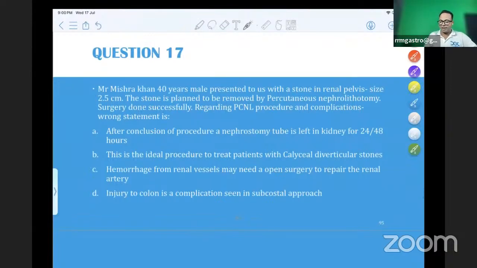Okay, question number 17 from urology. You can see I have touched all the chapters. I never missed any chapter. 20 questions are taken from 20 different chapters in Bailey and Love. So now we are coming to the urology question.